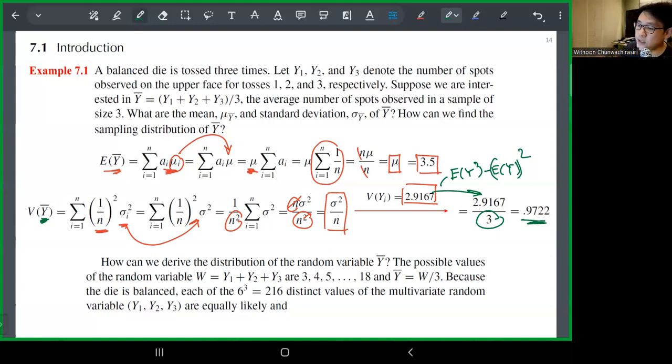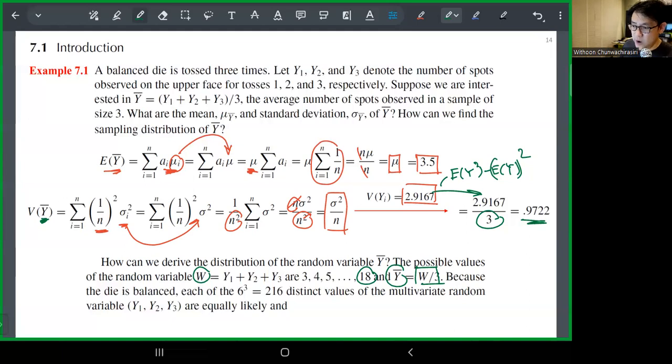Okay, now, the possible values of the random variable are going to be 3, 4, 5, all the way up, because you have to sum all those numbers. If I list all the values of W, you start from 3, because that's the lowest possible number of spots, like 111. And the biggest number is going to be 18, 666. And you can generate the y bar simply by taking W divided by 3, because it's exactly the same as the sum divided by 3.